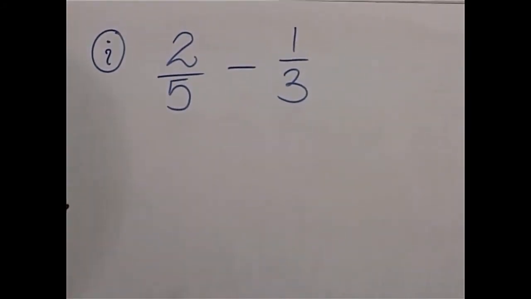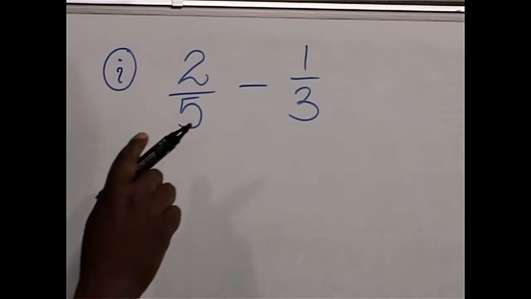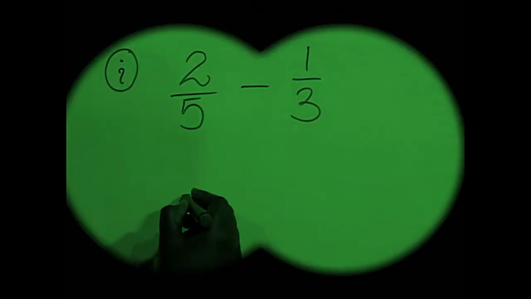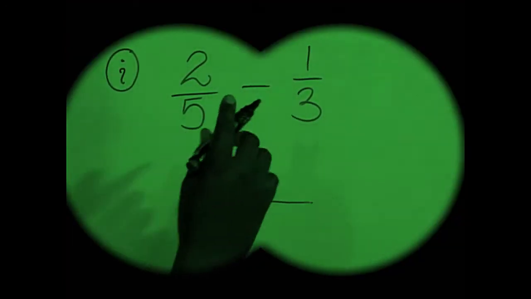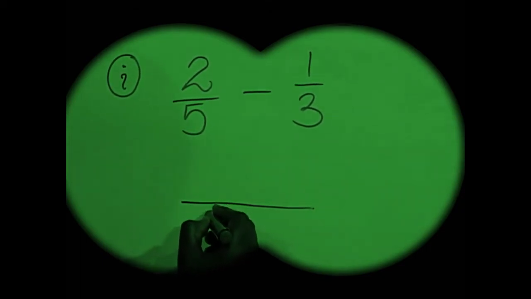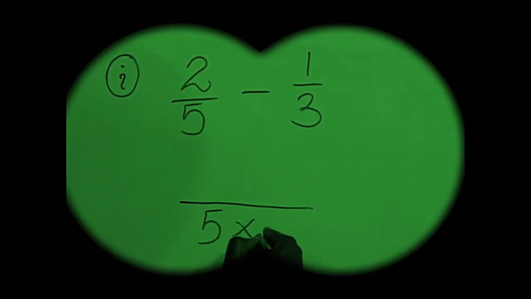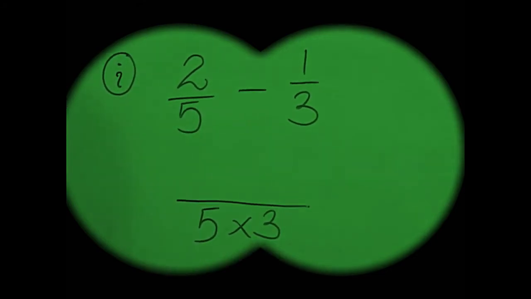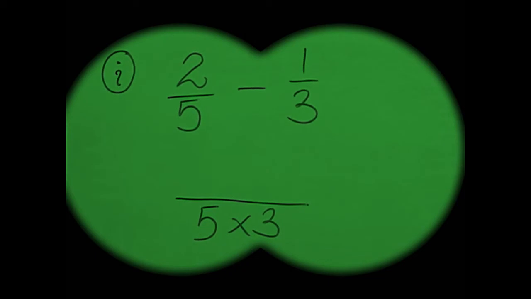So when you have a fraction and it so happens that the denominators are prime numbers, the lowest common denominator is simply the product of the two prime denominators. So it is going to be 5 multiplied by 3, which will give us the 15.